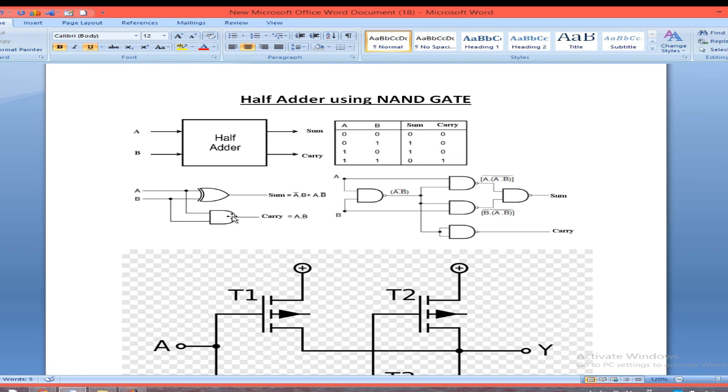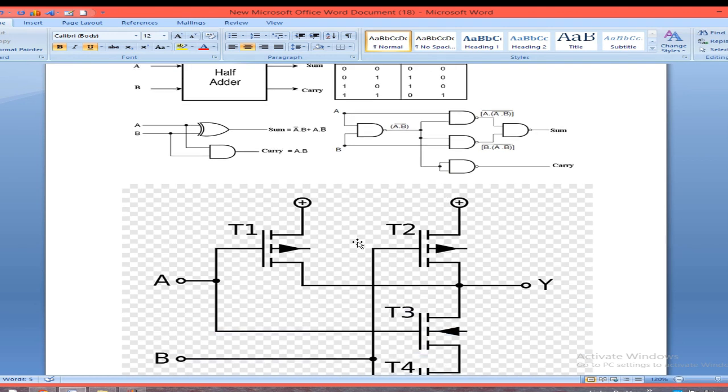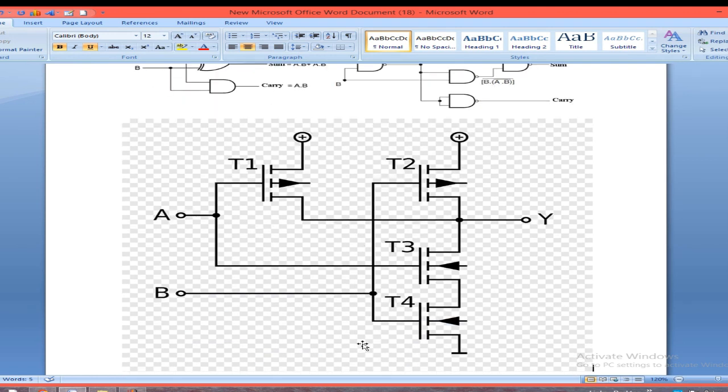Implementing it in gate logic, sum is equal to A dash B plus A B dash, and carry is equal to A dot B. If we want to change this logic gate diagram into NAND logic, you can see these types of structures. These are the transistors in which A and B are the inputs and Y is the output.